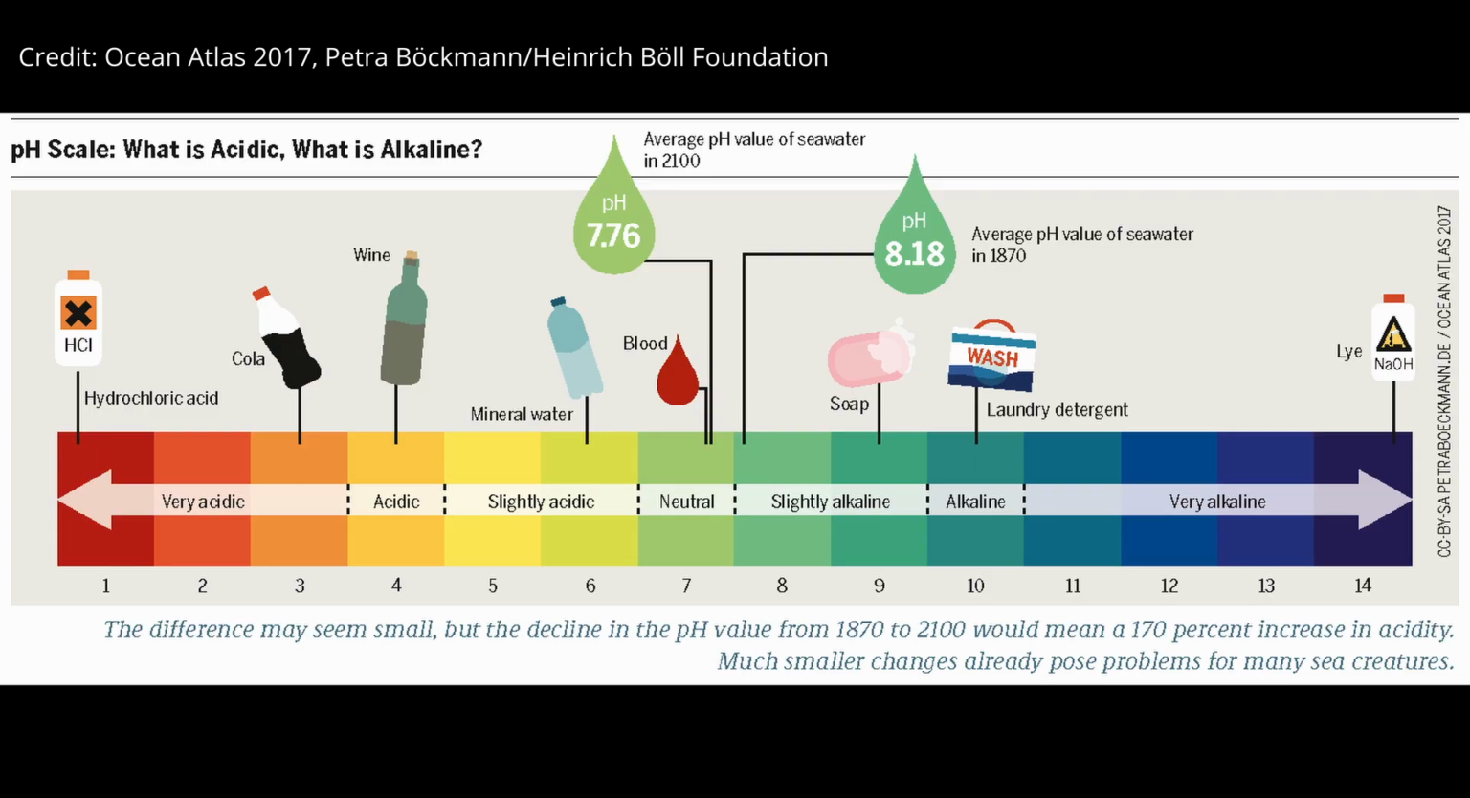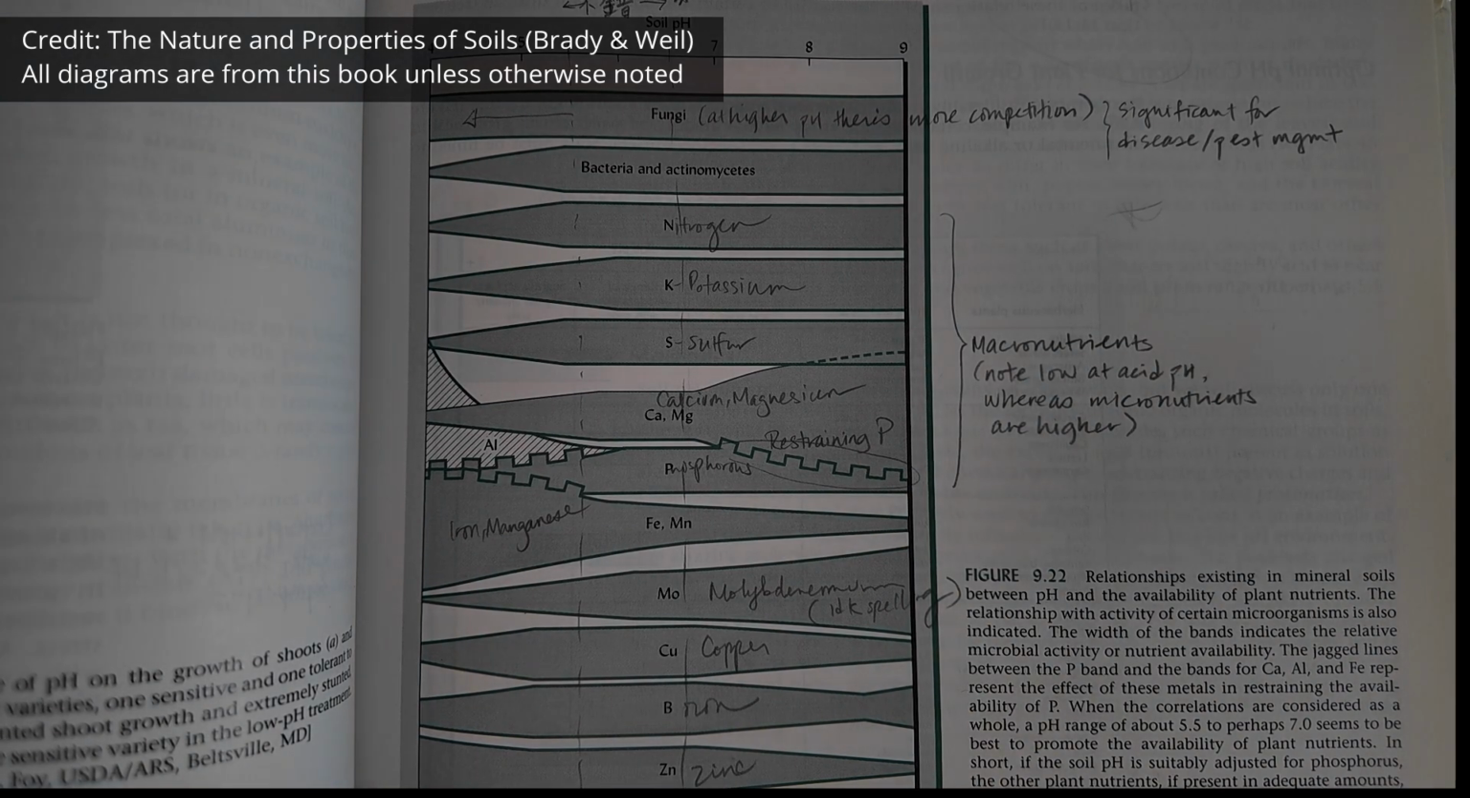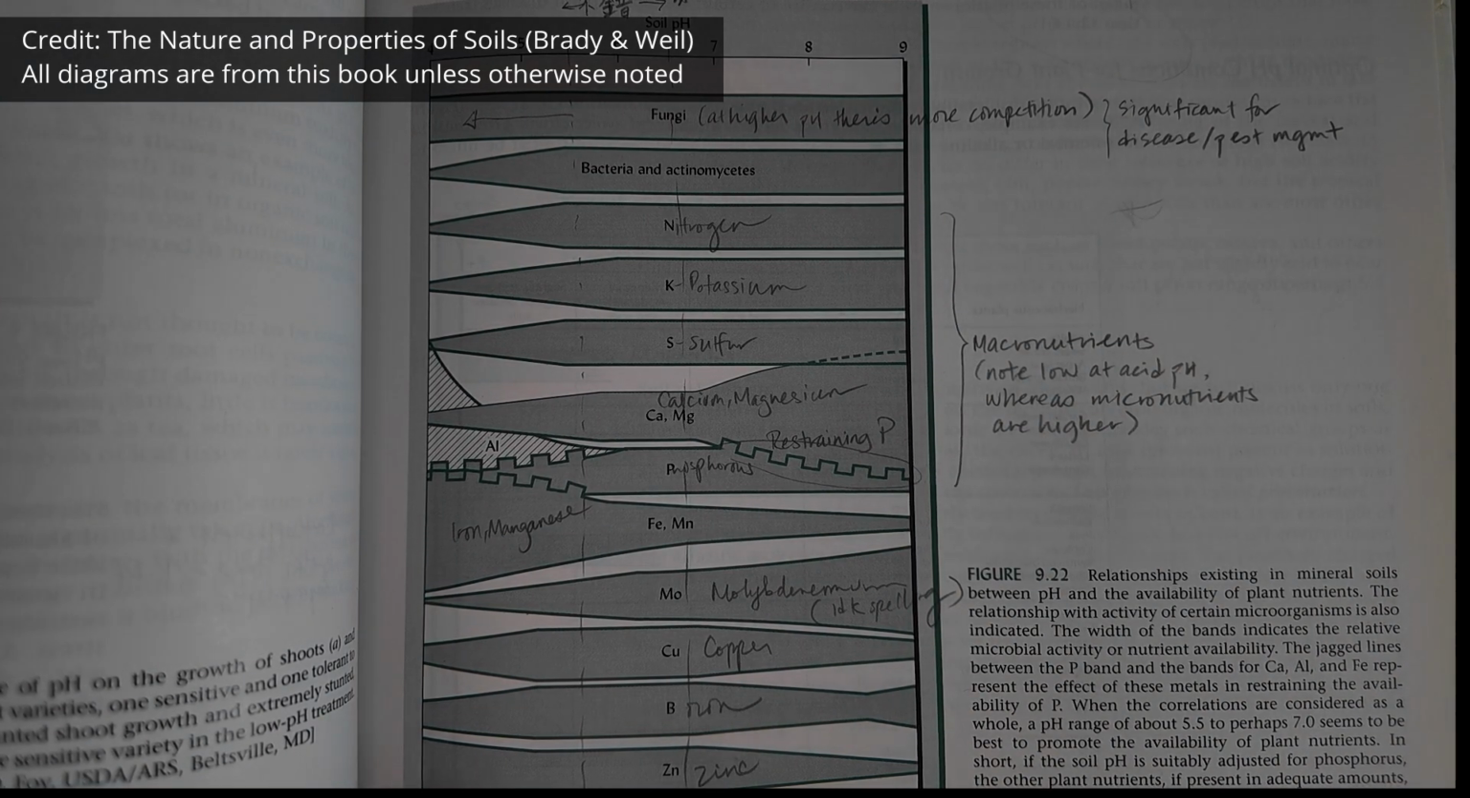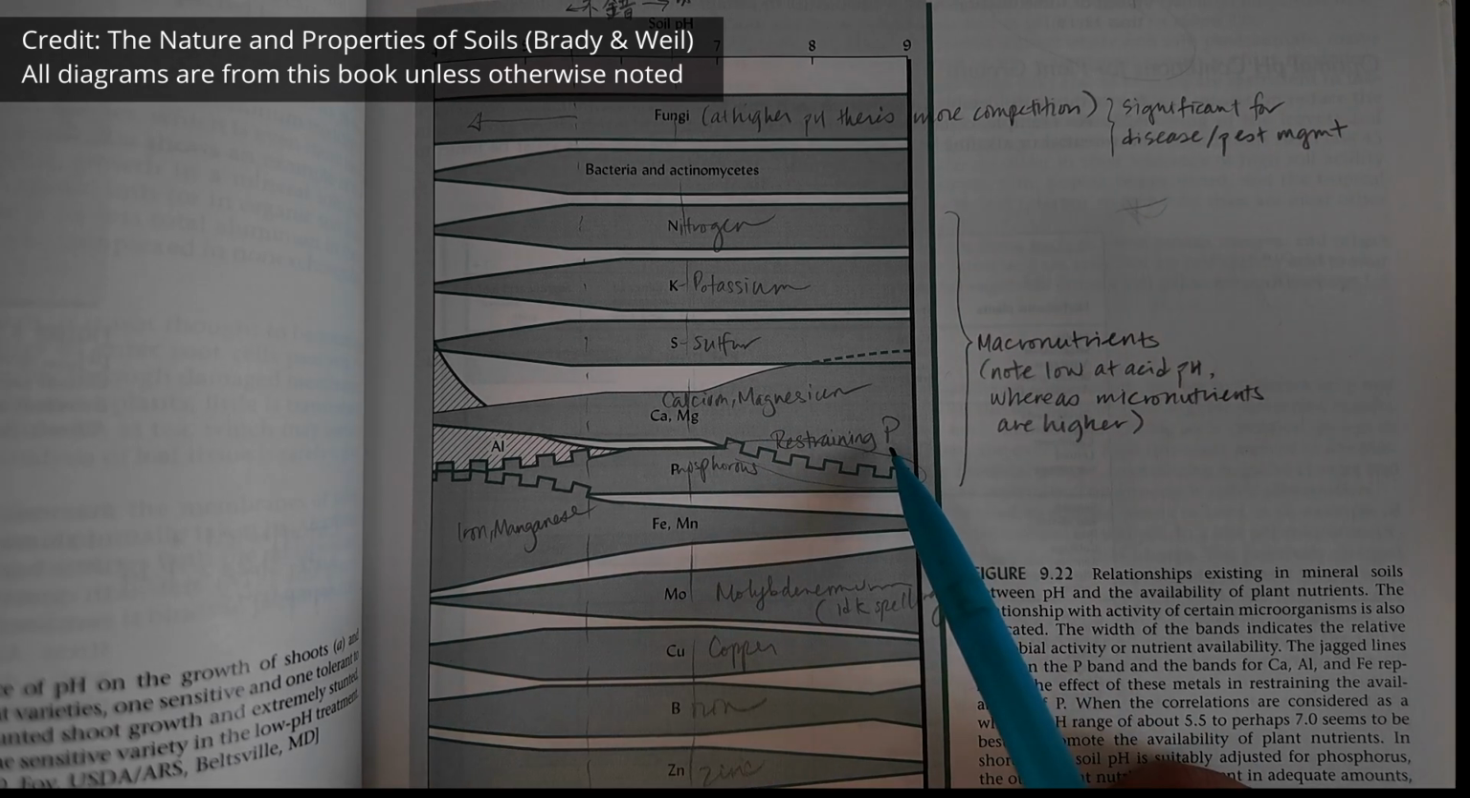pH is measured on a scale of 1 to 14, with 1 being the most acidic, 7 being neutral, and 14 being the most alkaline or basic. And this is a log scale, so going from 1 to 2 or 2 to 3 is a 10 times difference. One of the biggest ways that pH affects plants is the availability of nutrients.